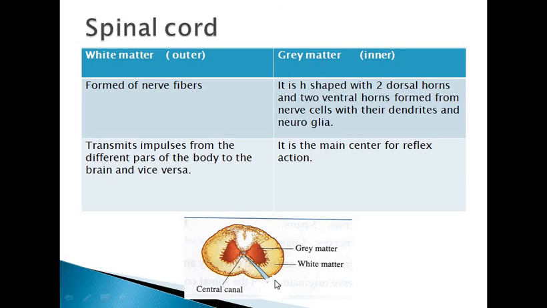While the inner part, which is H-shaped and dark in color, is called the gray matter and is formed of 2 horns, ventral horn and dorsal horn, and it's formed of dendrites, cell bodies, and neuroglial cells, and it plays an important role in the reflex action.